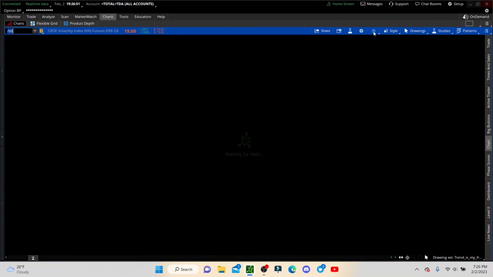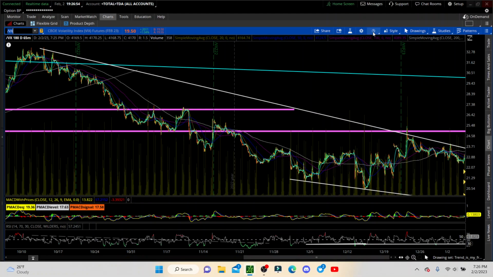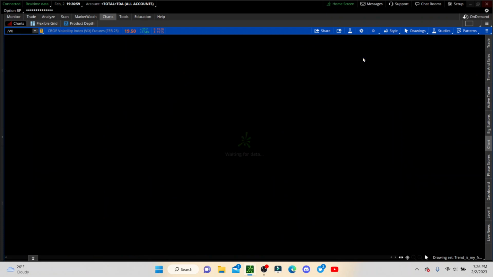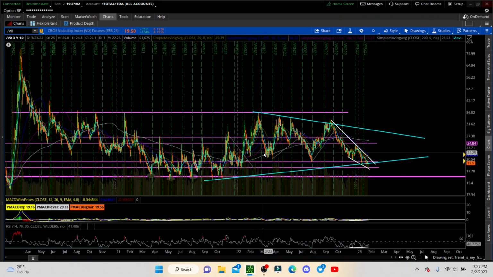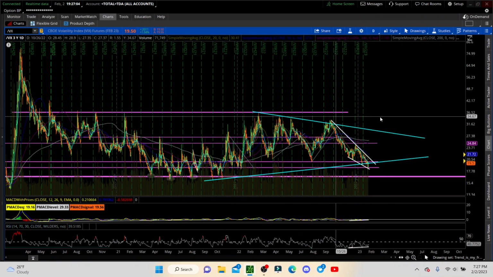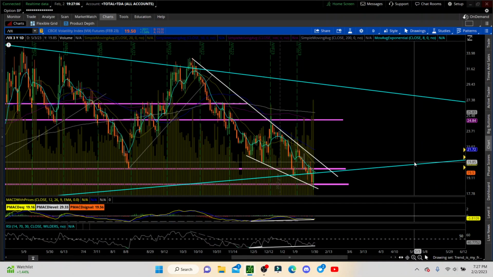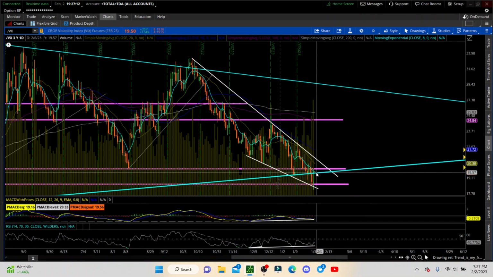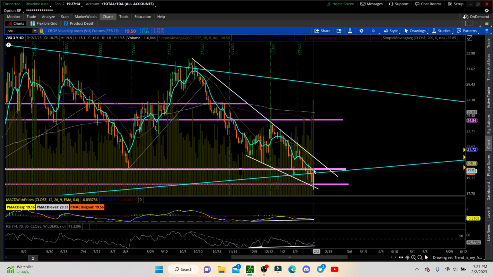Maybe we'll go to the daily. And this is the VIX futures, so you can use either one. I actually use them both. You have this huge triangle and also a falling wedge into support. We got back to support again after making a new low, but we're having trouble. We're back over that triangle, but we're having trouble with this 8 EMA. So that's something we'll have to look out for if we get continuation here.